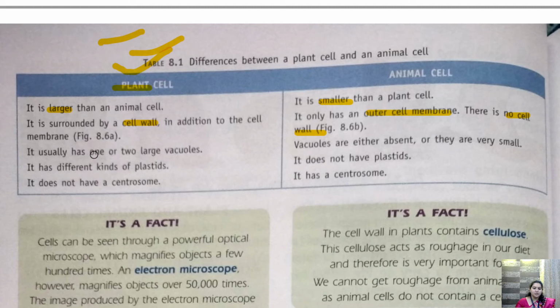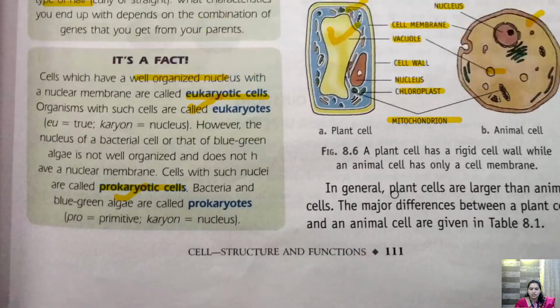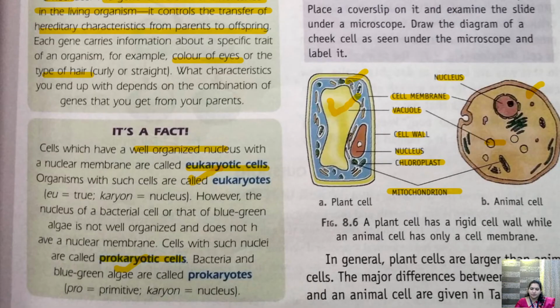It usually has one or two large vacuoles. Vacuoles are either absent or very small. It has a different kind of plastids like chloroplast. It does not have plastids. It does not have centrosome. It has centrosome. Centrosome is present somewhere here. Okay, it is present here. So animal cell is having a centrosome, whereas plant cell is not having a centrosome.